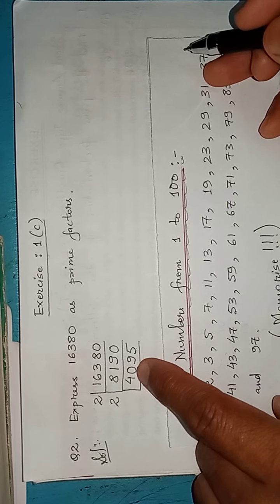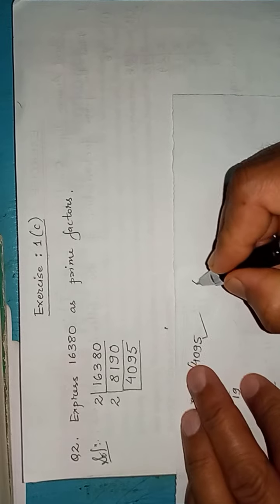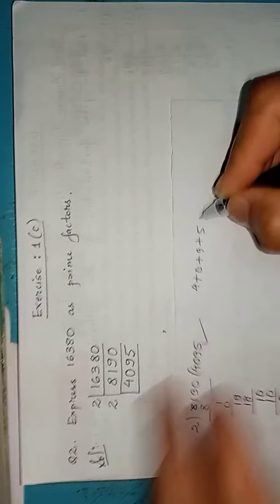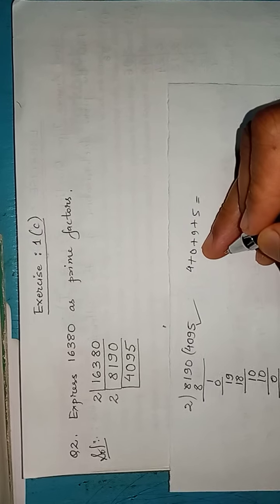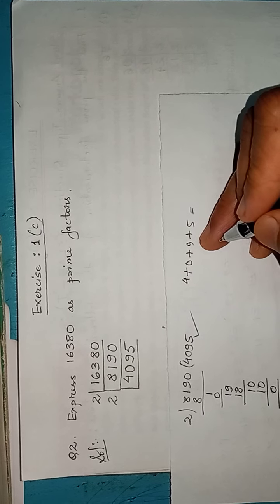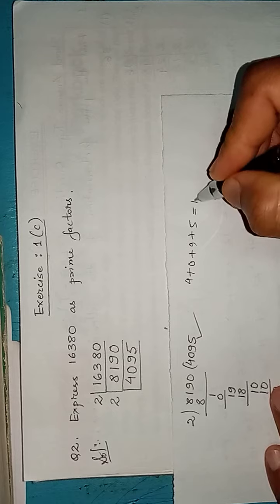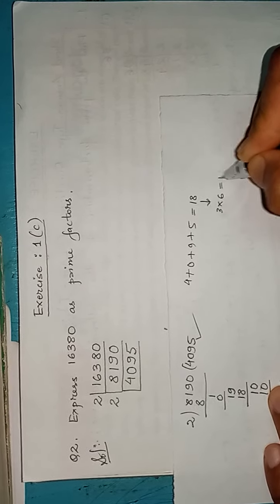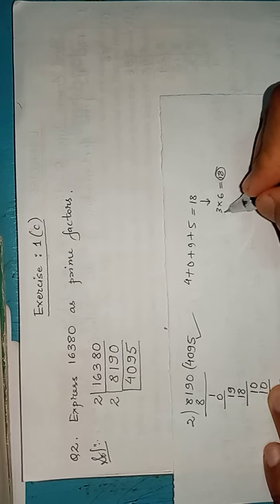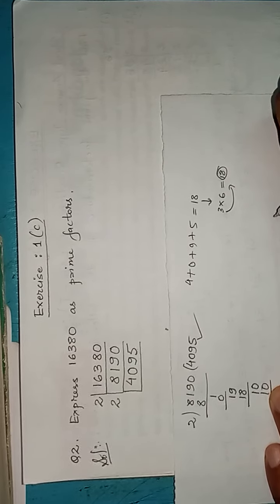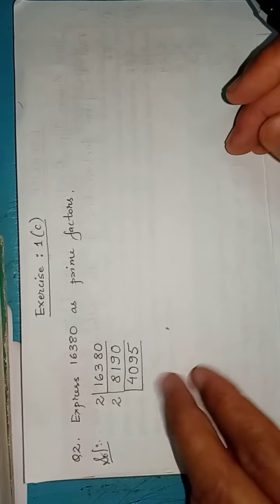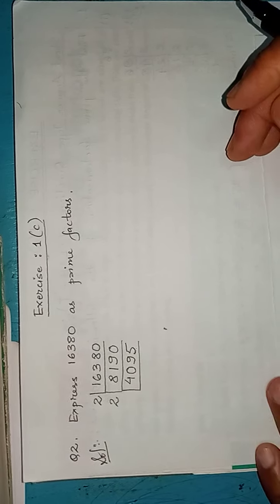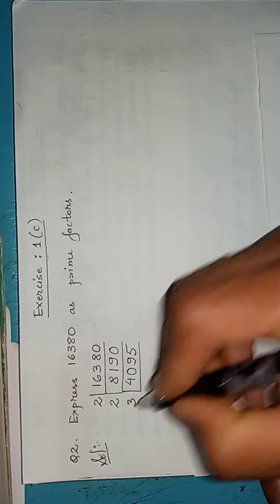4 plus 0 plus 9 plus 5. 4 plus 0 is 4. 4 plus 9 is 13. 13 plus 5 is 18. And 18 is a multiple of 3. 3 6s are 18. So yes, 18 comes in the table of 3. See, 4 plus 5 is 9, 9 plus 9 is 18. Total is 18 and 3 6s are 18. Yes, we can divide by 3. So let's divide by 3.